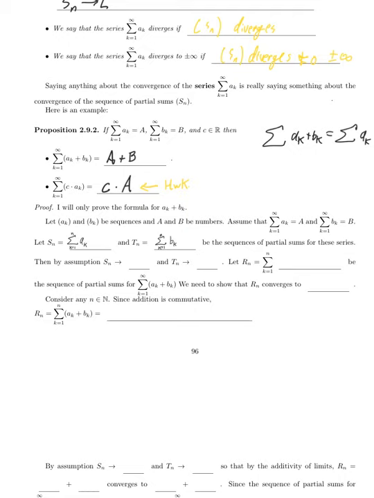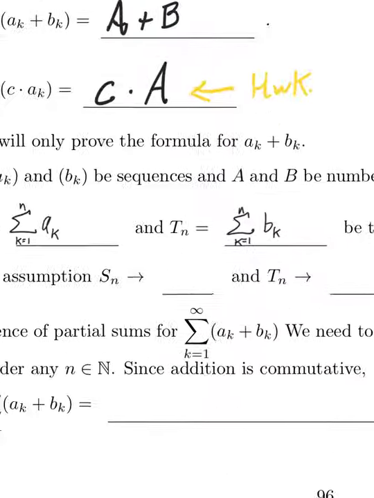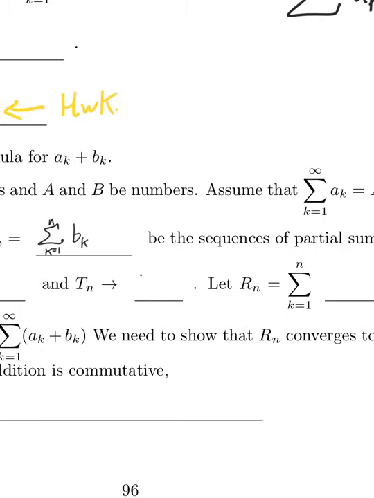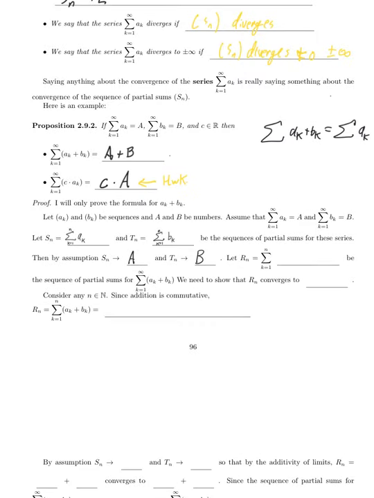Then, by assumption, it says right here that this series is equal to A. But what does that mean? That means that the associated sequence of partial sums converges to A. So by assumption, S_n converges to A. Similarly, T_n converges to B. So that's just unraveling the definitions of the assumptions.